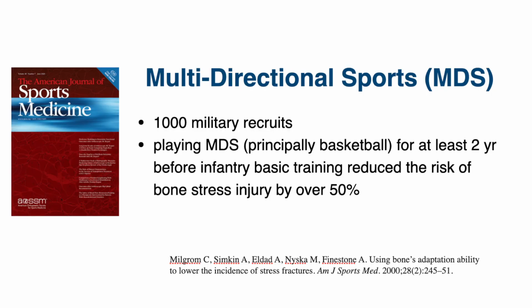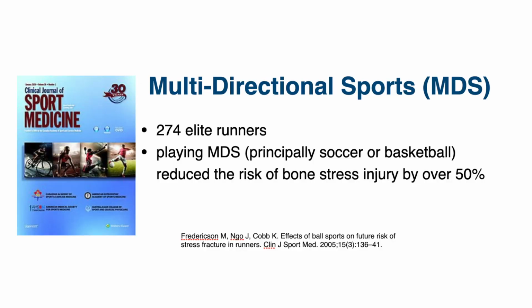There was a study with about 1,000 military recruits, and they found that the ones who had participated in things like basketball or soccer had a significantly reduced risk, about 50%, of developing a stress injury to their bone compared to those who were only runners. And similarly, there was a study in about 270 elite runners, and they found that those who also participated in these multidirectional sports like soccer also had about a 50% reduced risk of developing a stress injury in the bone.